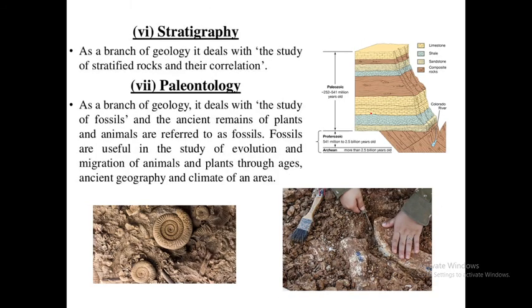Next is stratigraphy. As we have already said, stratigraphy is the study of stratified rocks, that is strata or layers. That is usually the sedimentary rocks: how these rocks are formed, what is the chemical composition of each and every layer, and how we can define various layers depending upon the time, from the very beginning to the current, what changes occur with respect to the time period.